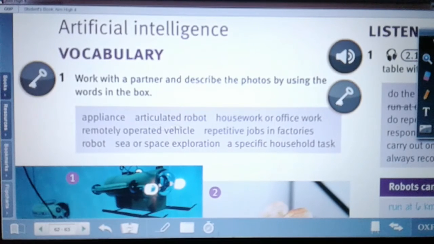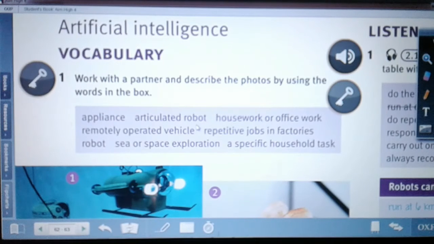Next, remotely operated vehicle. So vehicle is the same as transportation, like your cars, your bicycles, or your motorcycles. And remotely operated means you operate a machine or something, not only a machine, but you operate something from a distance, from far away. Okay, so remotely operated vehicle is a vehicle which is operated from far away.